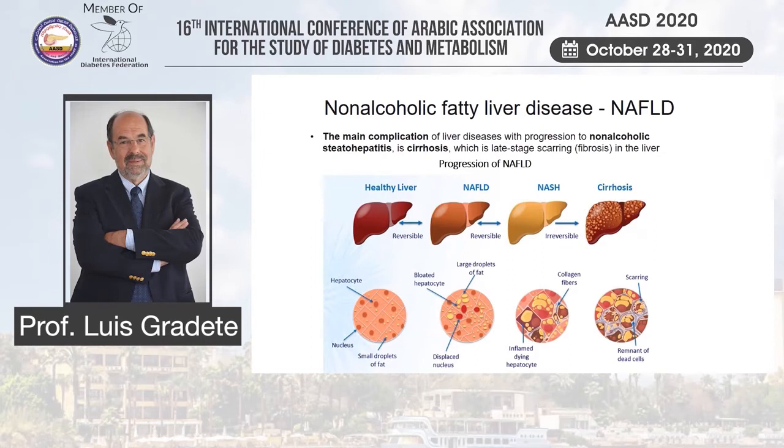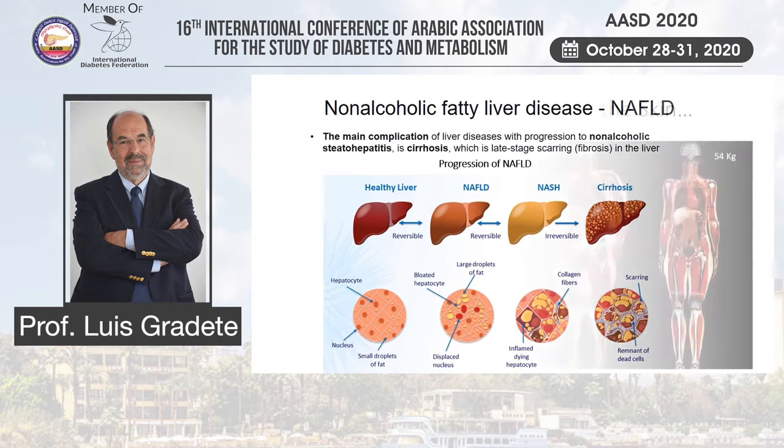The main complication of liver disease in progression to non-alcoholic steatohepatitis is cirrhosis, which is late stage scarring, fibrosis, in the liver. We see this picture starting with a healthy liver to a situation of cirrhosis. The step between NAFLD and NASH could be reversible, but the step between NASH and cirrhosis is irreversible.